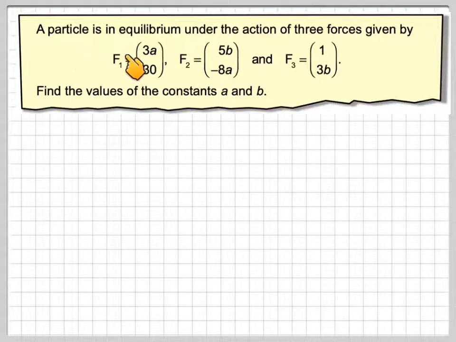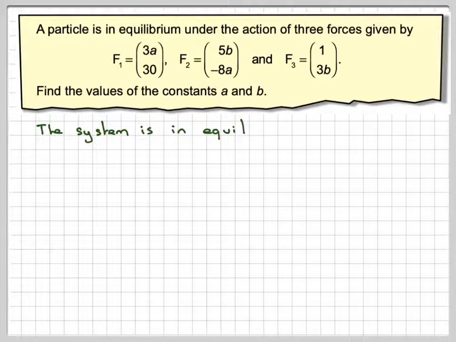A particle is in equilibrium under the action of three forces given by F1 is 3a over 30, F2 is 5b over 8 minus 8a, F3 is 1 over 3b. Find the values of the constants a and b. Well, if we've got two unknowns, we need to make up two equations.